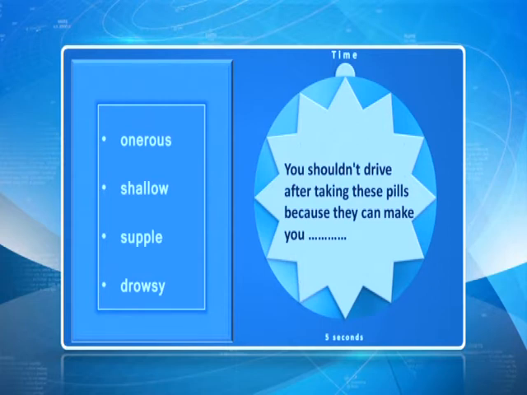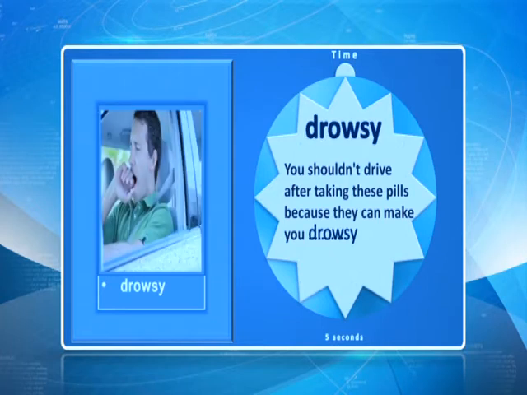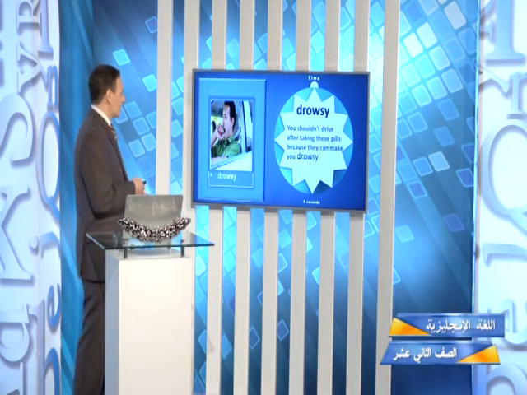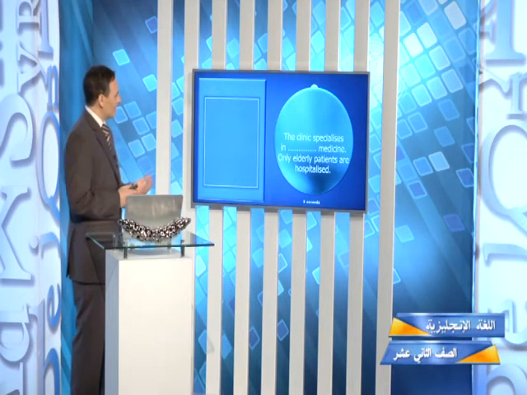So which word from this list can best complete the meaning of the sentence? You shouldn't drive after taking these tablets because they can make you, well, drowsy. And drowsiness is one of the side effects of taking certain medicine. Okay, next sentence. The clinic specializes in medicine.